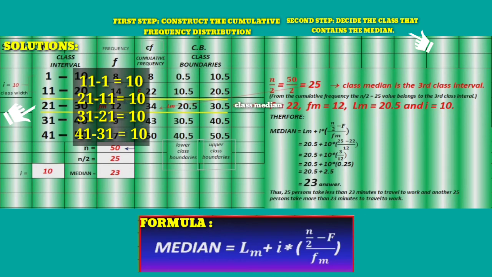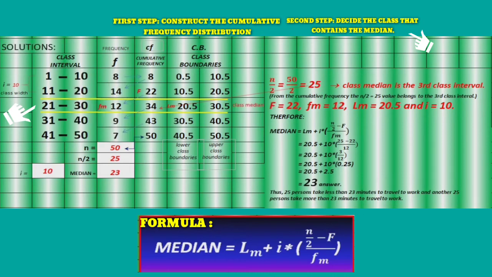Next, how to get your LM, the lower class boundary of the median class. Refer to the third class interval, which belongs to our class median. The lower class boundary LM is 20.5. So that is our lower class boundary of the median class.